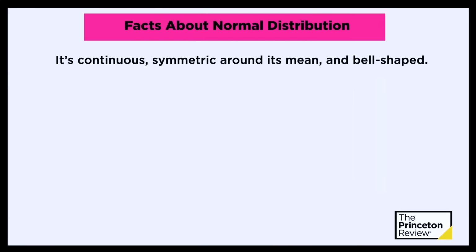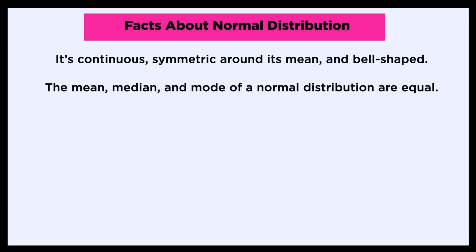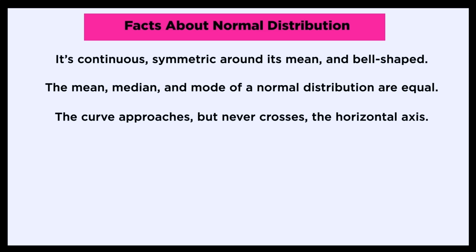This is also known as the bell curve or the Gaussian distribution. It is the most widely used distribution as it closely approximates many different applications and processes. Some facts that you should have an instant recall in your noggins on test day about normal distribution are the following. It is continuous, symmetric around its mean, and bell-shaped. Now, the mean, the median, and the mode of a normal distribution are equal. The curve approaches but never crosses the horizontal axis.